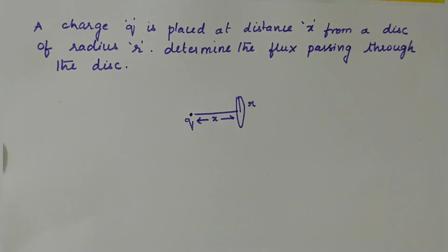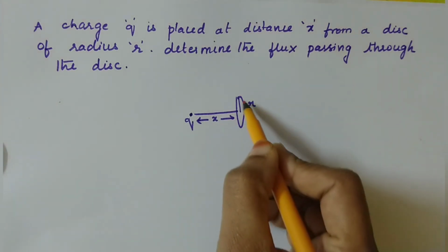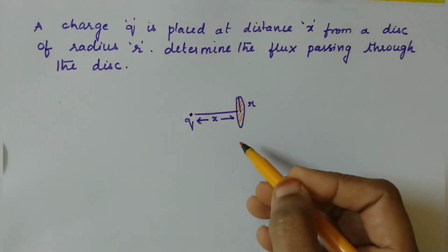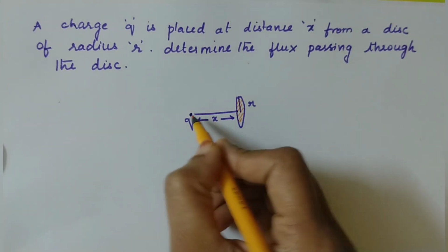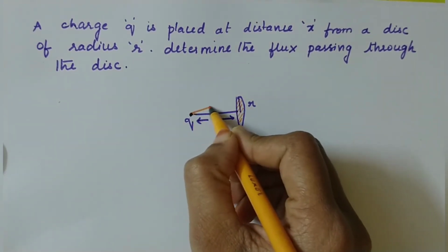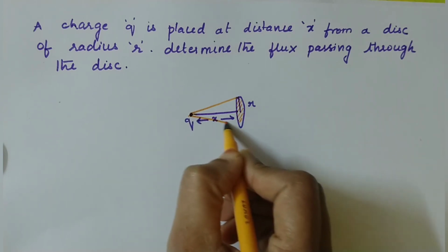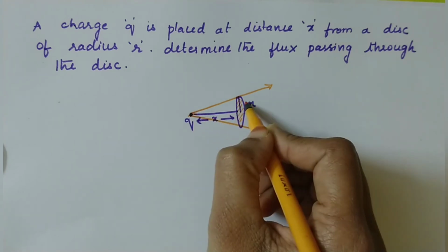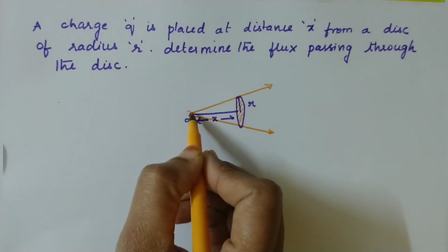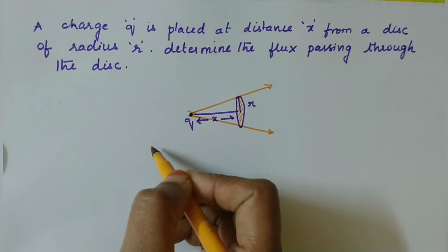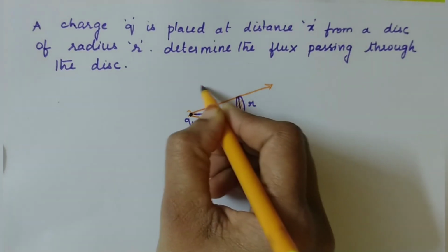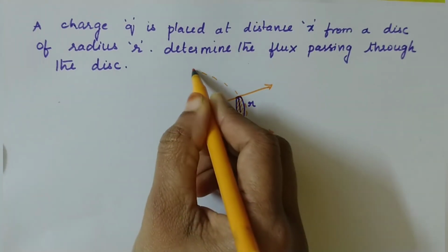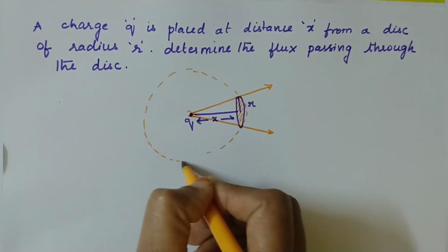Okay, it is given that a charge Q is placed at a certain distance x from a disk. Okay, this is your disk. And you need to find the flux which is passing through the disk. To solve this question, first let us suppose, okay, this is how the field lines are passing through the disk from the charge, but this flux emerging from Q will be directed in all possible directions. So I will construct or imagine one sphere with Q as center.